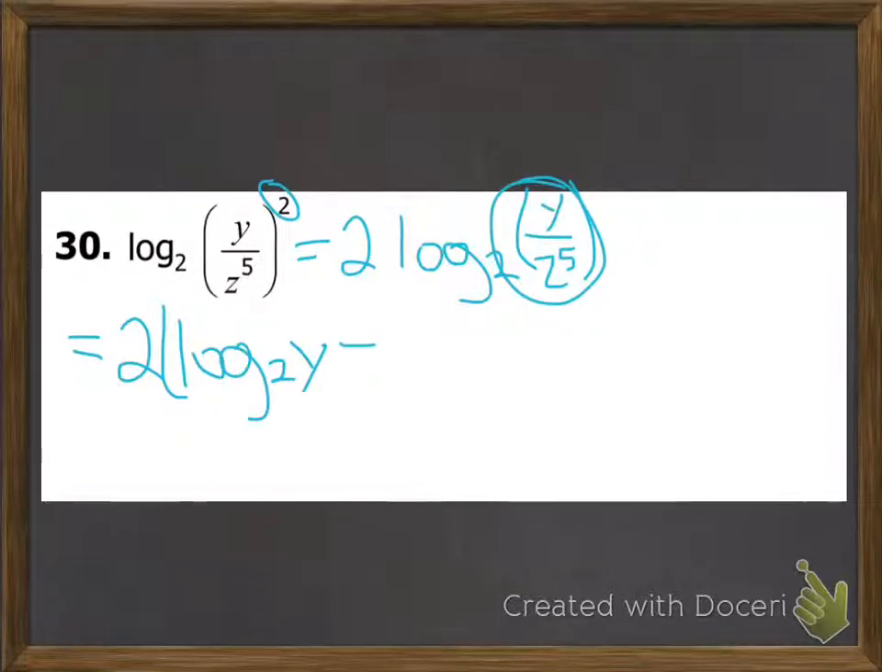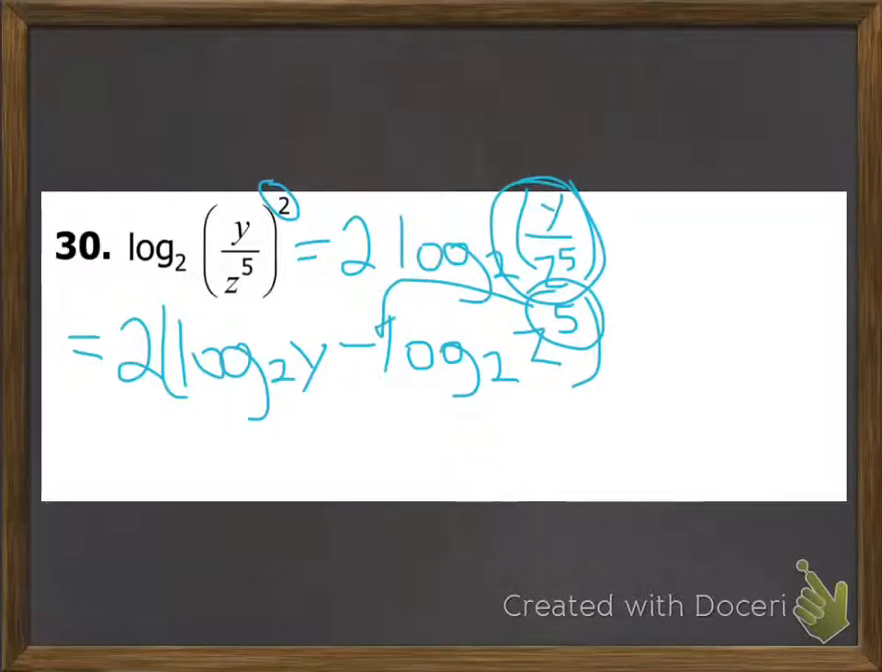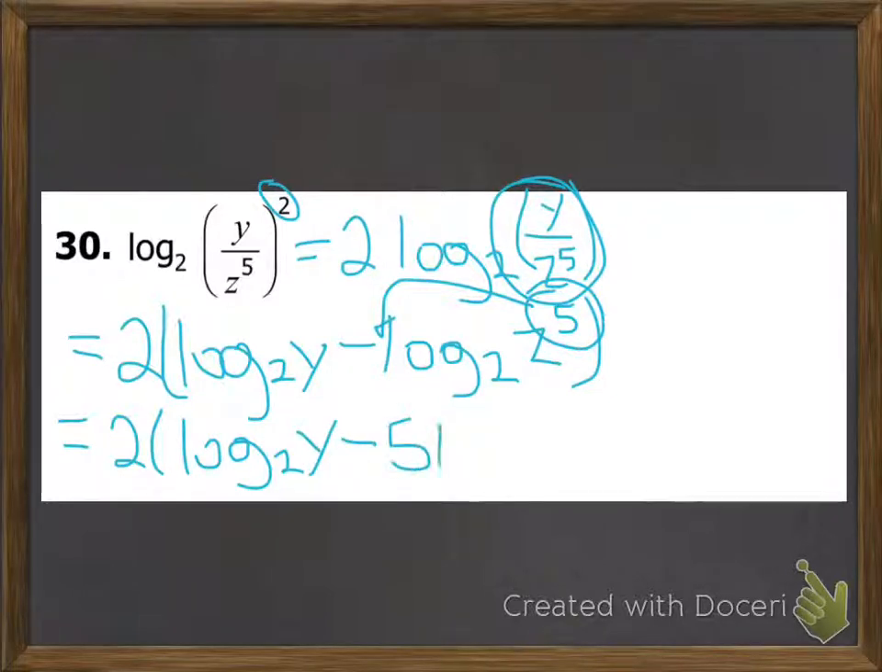And then now it's going to be minus log base 2 of z to the 5th, close parentheses. Okay, so now we have the subtraction. I need to take this exponent right here and move it in front. So now we have 2 log base 2 of y minus 5 log base 2 of z.